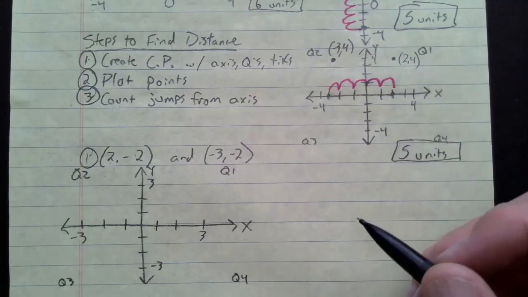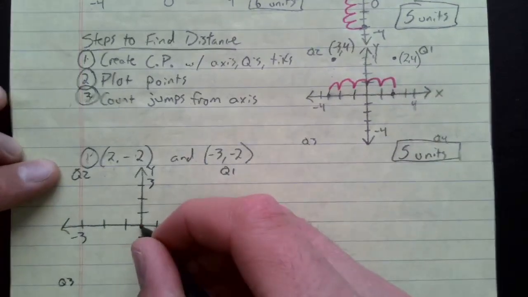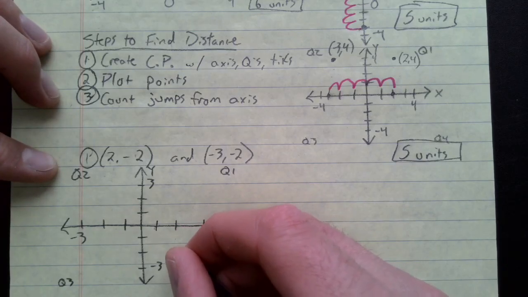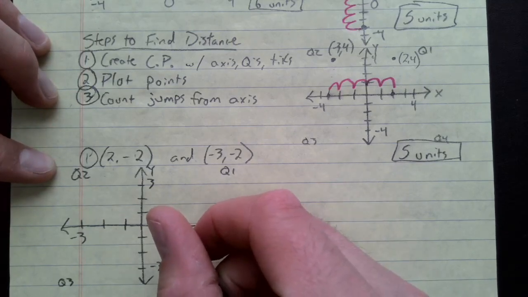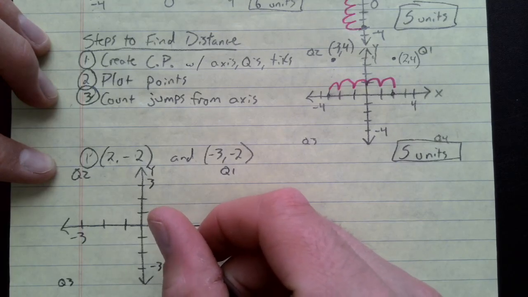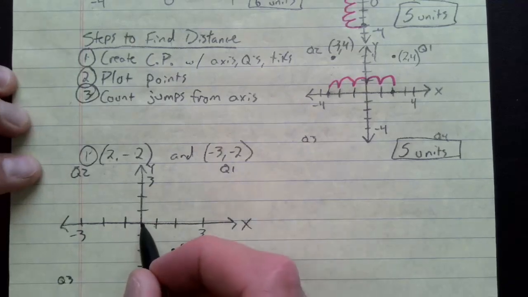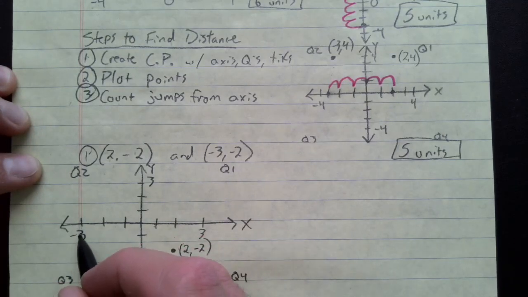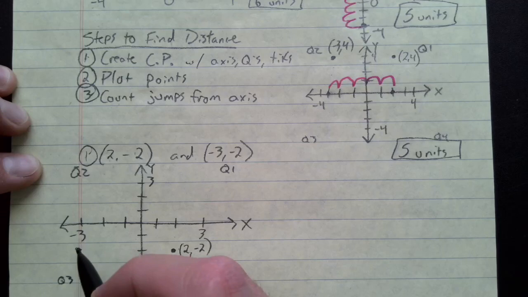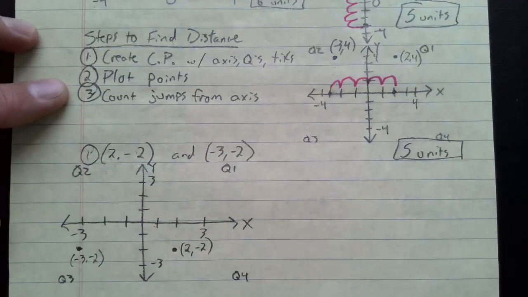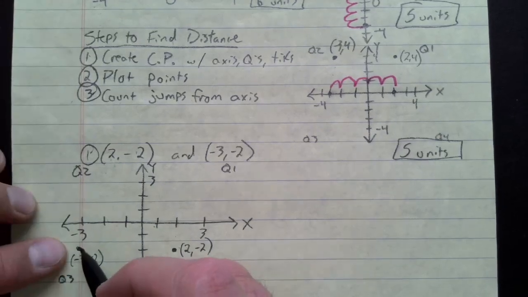Step 2 is plot your points. Positive 2: over 1, 2, down negative 1, 2. Plot your point, and that is 2, negative 2. Then your other point is negative 3, negative 2: left 1, 2, 3, down 1, 2. Go ahead and plot your point. And then step 3 is count jumps from axes. So just go straight up to your axis.